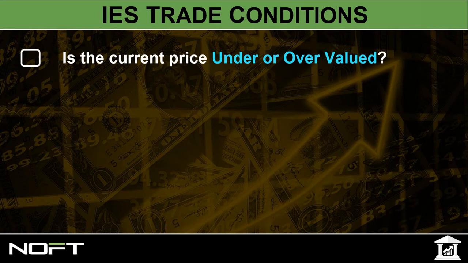So the first thing that I'm going to look for when I'm looking to potentially identify a trade is, number one, is the current price of that currency, of that stock, of that futures contract, of that exchange traded fund, whatever, currently overvalued or undervalued? Is it expensive or cheap? Well, how would I know that?